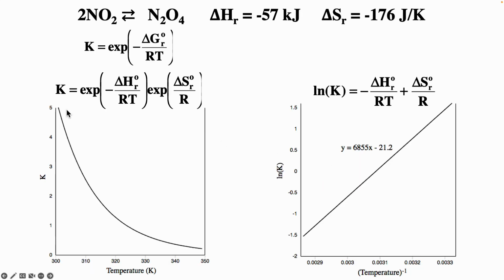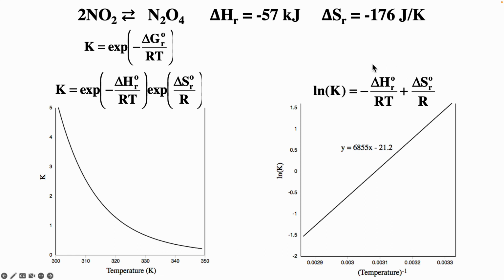And so again, here we have our K. If we take K equals e to the minus delta G over RT, remember delta G equals delta H minus T delta S, so we plug that here. And then we could do a little algebra. We get K is equal to e to the minus delta H over RT times e to delta S over R. Now if we take the natural log of both sides, we get the natural log of K is equal to minus delta H over RT plus delta S over R.